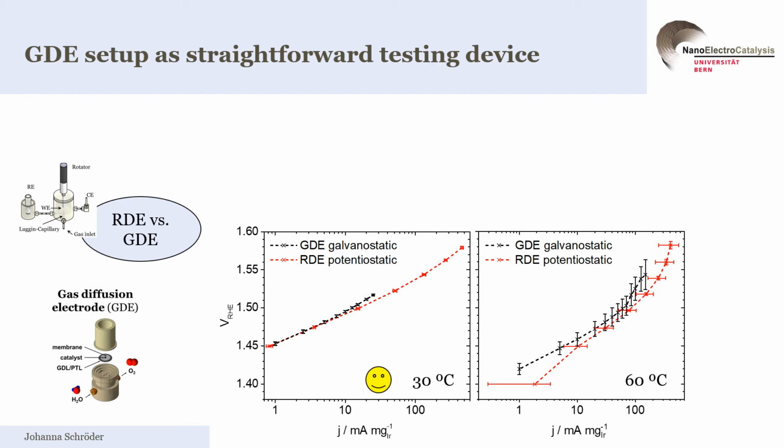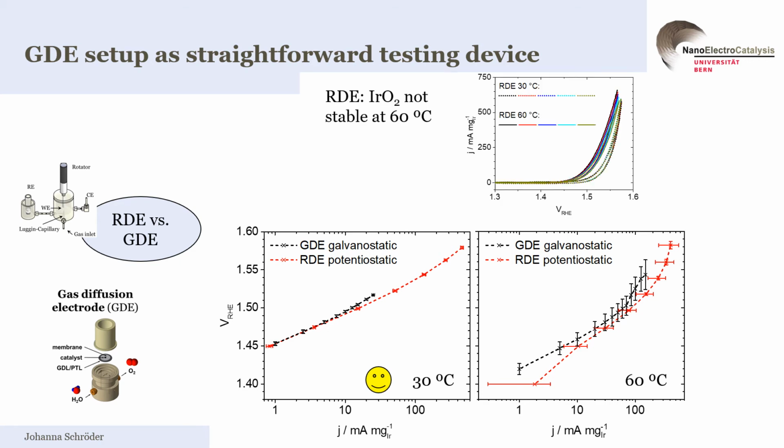However, at 60 degrees, the activity is differing. In addition, the current density in the RDE measurement is showing quite a large deviation. This deviation at 60 degrees can be explained by the instability of the iridium oxide catalyst in the RDE setup, as during cycling a clear activity loss is observed.